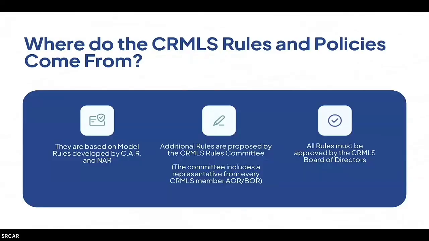Okay, so where do our rules come from? So initially, a lot of our rules are based on model rules that have already been developed by CAR and NAR, but then we have additional rules in our rule set that have been proposed by the CRMLS Rules Committee. So going back to those 37 associations, each of them have one member that is an MLS Rules Committee member, and collectively they get together every other month with some of our compliance people and other people within CRMLS, and they bring to the table anything that they want to discuss that's rules related.